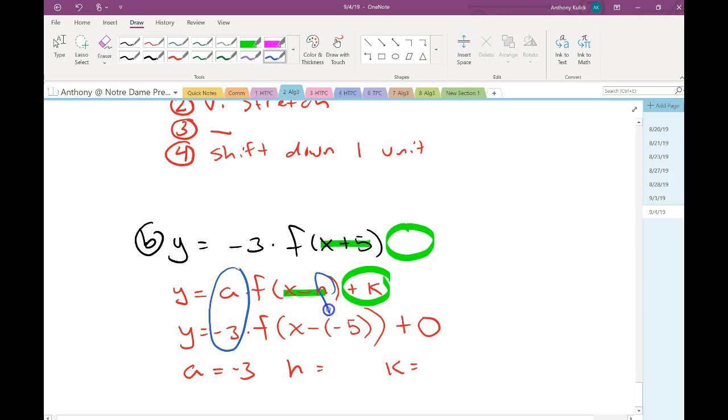It's negative 5. Can we see that? And my value for K is 0.